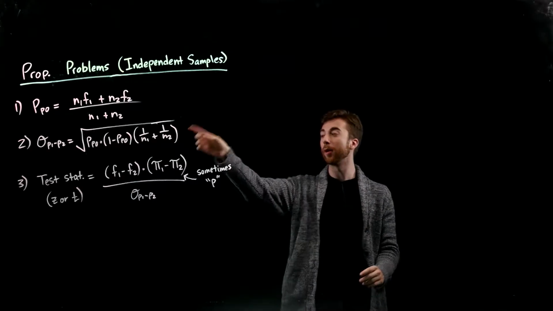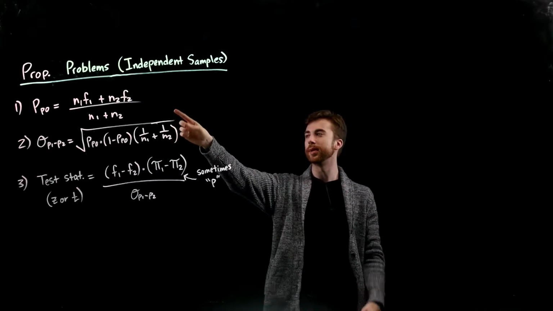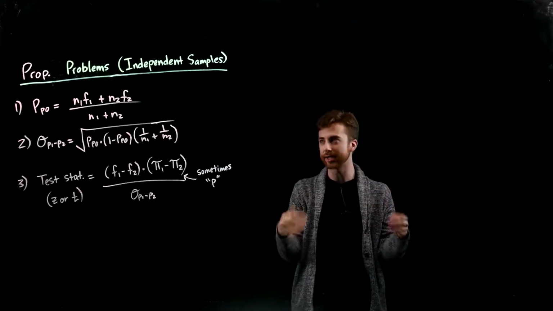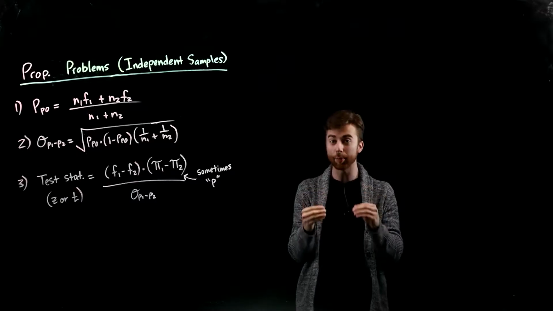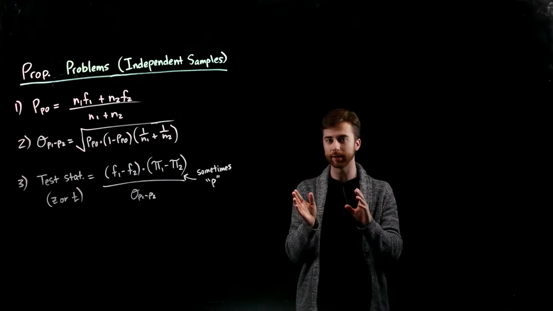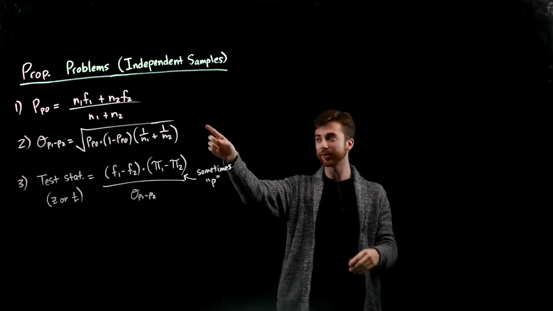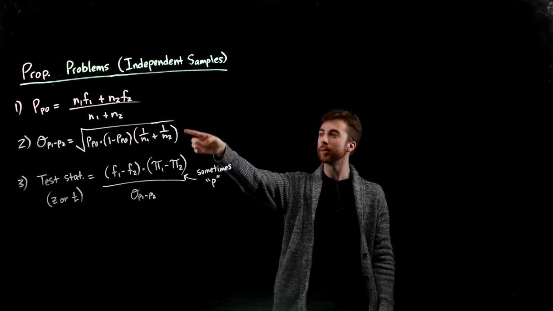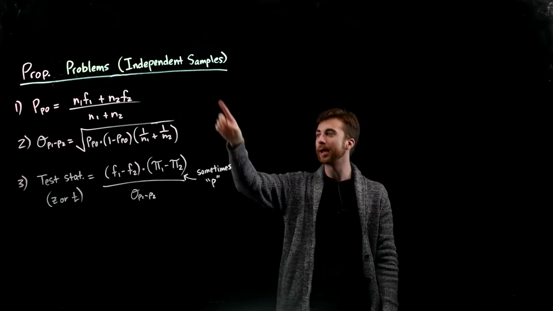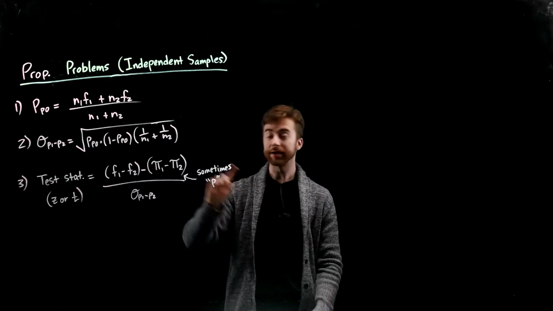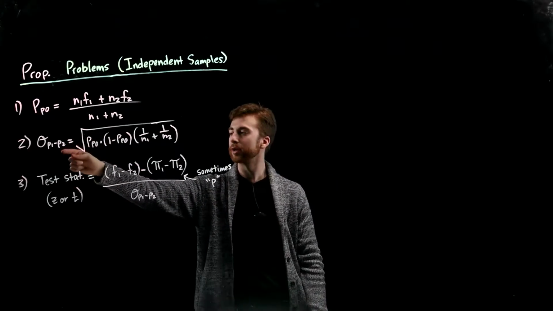We have our P pooled right there, which is going to be N1 times F1, where the N's are the number of trials in your samples, and the F's are the sample proportions, so not the population proportions, but the proportion that you actually found in your sample. So it's N1 times F1 plus N2 times F2 divided by N1 plus N2, and that's going to give you your P pooled.